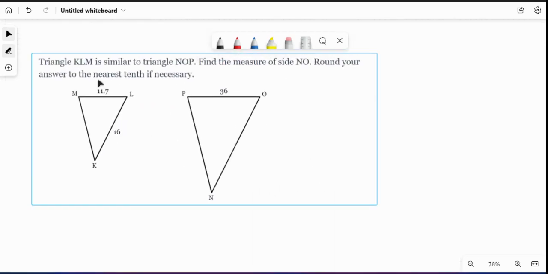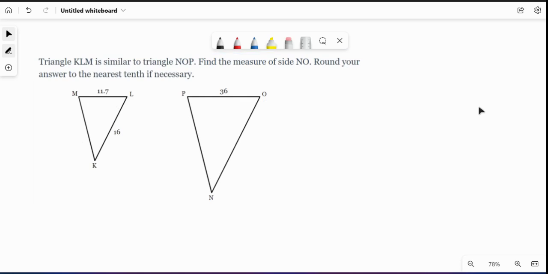Okay, so it says triangle KLM is similar to triangle NOP. So it's telling us it's similar. Find the measure of side NO, round your answer to the nearest tenth if necessary. So when you have triangles that are similar, their sides are proportional to each other. That means the relationship between ML and PO is going to be similar to 16 and the LK and ON.